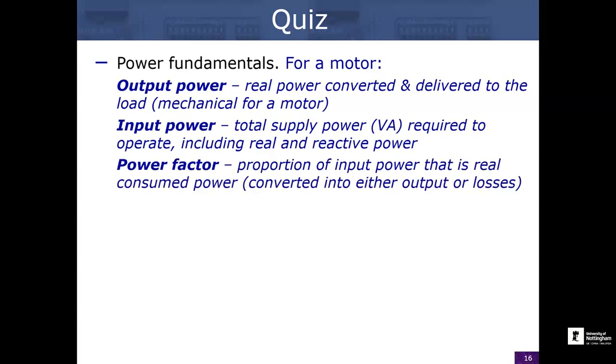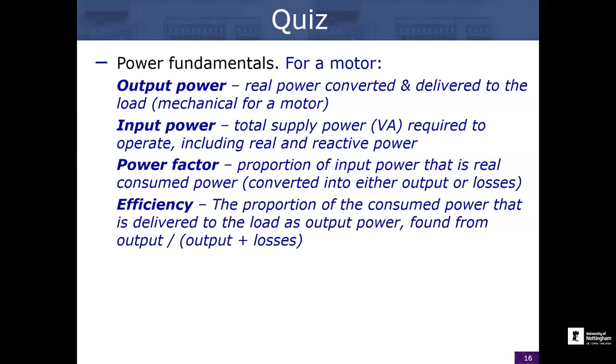Then we have the concept of power factor, and this is how we split off those two parts of real and reactive power. Our power factor represents the proportion of our input power that's actually going into real consumed power. We don't know if that's all converted power, that could be output, that could be losses, typically it's a mixture of both. But the power factor lets us work out what proportion of the power going into our machine is actually converted rather than just stored energy.